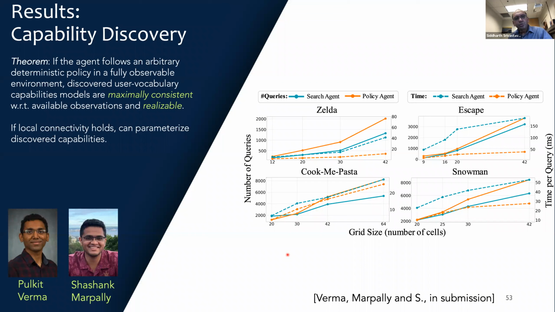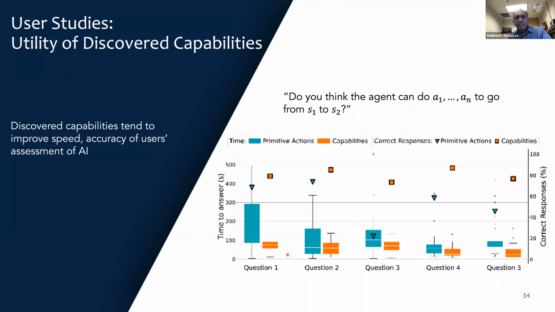So we conducted a user study, and in this user study, we gave the users a sequence of primitive actions or capabilities and asked them whether the agent can go from one state to another if it executed this string of capabilities or primitive actions. And then we evaluated the users based on the time it took to answer them. So these orange boxes here show you the distribution or the dispersion over how much time it took. And you can see it's uniformly a little lower than the amount of time it took for users to answer questions using primitive functionalities. So that is good.